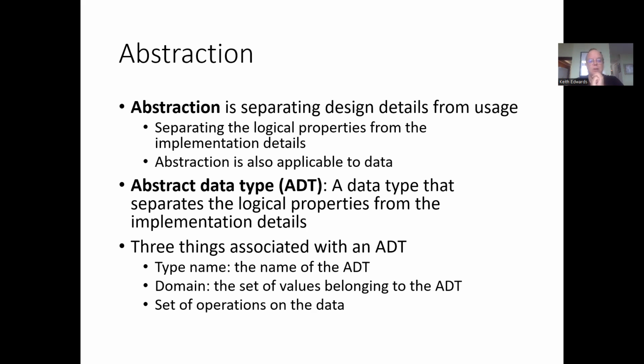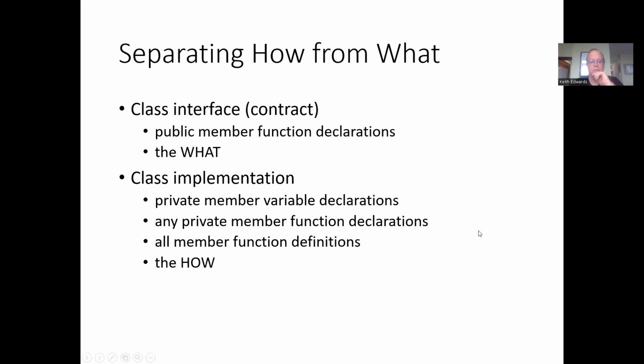So an abstract data type is a data type that separates the logical properties from its implementation details. So three things that are associated with the ADT: the name, the domain, which is the set of values, and then the set of operations on the data. Those are the three things that are also associated with the class. So we'll use this idea with our classes.